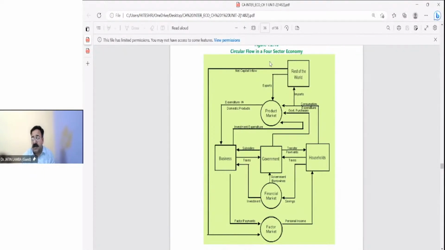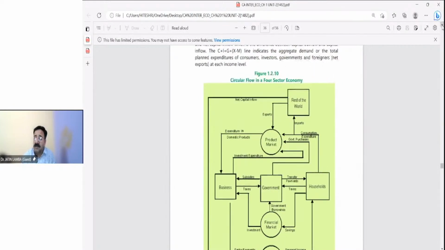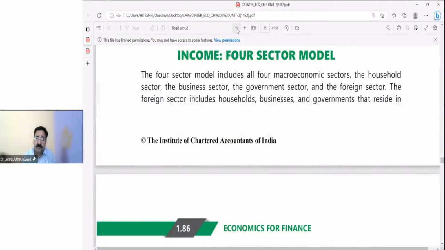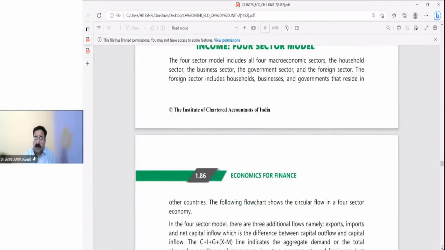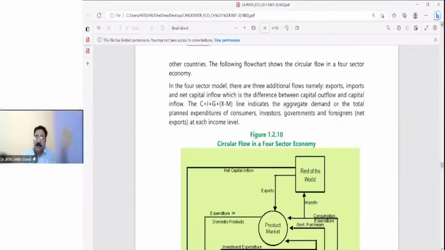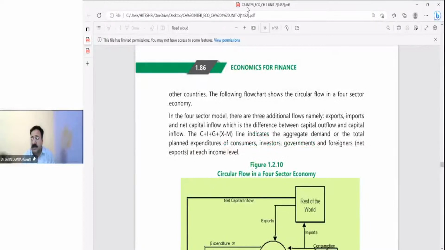Only this sector is different. All other things are absolutely the same as in the case of the three sector model. Is it clear, or is there anyone having doubt? You can ask, children. So now, in practical questions, in numerical questions, just one more thing will be added to the aggregate demand function. What is this? See here.